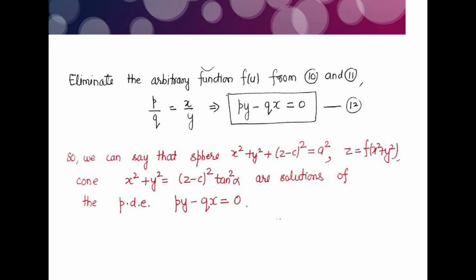So we can see from these three examples that the sphere with center on the z-axis, the cone with axis along the z-axis, and the surface z equal to f of (x square plus y square), all are solutions of the partial differential equation py minus qx equal to 0. So we can say that first order partial differential equations tell us something about the symmetry of the surface. They are telling about the geometry, the symmetry of the surface.